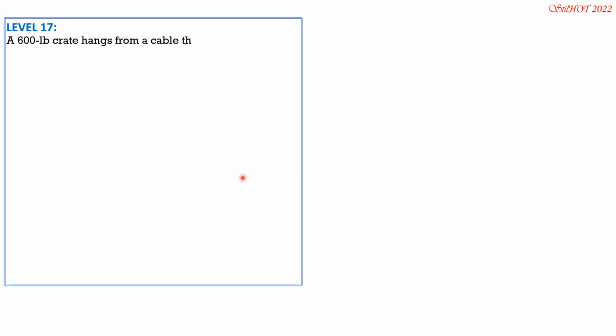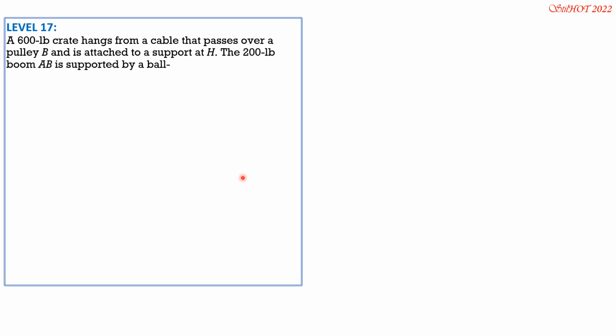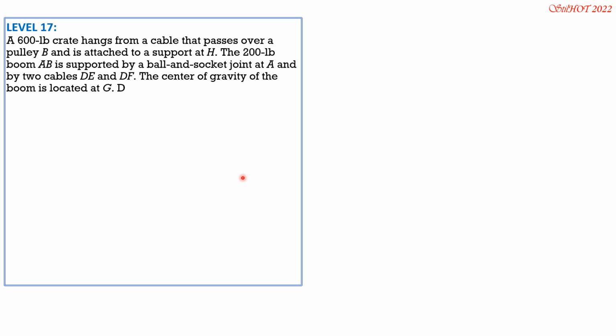A 600-pound crate hangs from a cable that passes over a pulley B and is attached to a support at H. The 200-pound boom is supported by a ball and socket joint at A and by two cables DE and DF. The center of gravity of the boom is located at G. So determine, letter A, the tension in cables DE and DF, and letter B, the reaction at A.